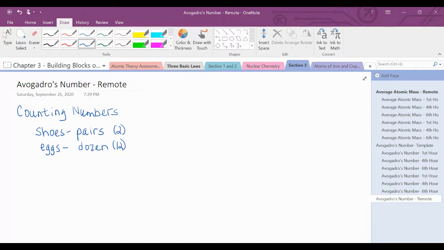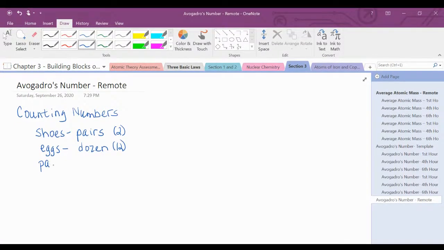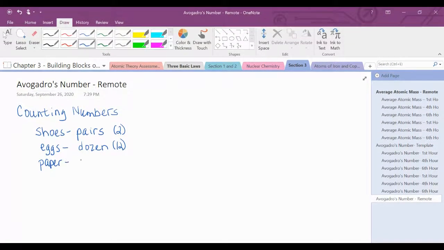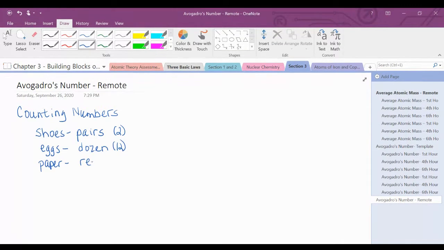Let's say I go into Office Depot and I buy a package of paper. And this is typically known as a ream, so like 500 sheets.